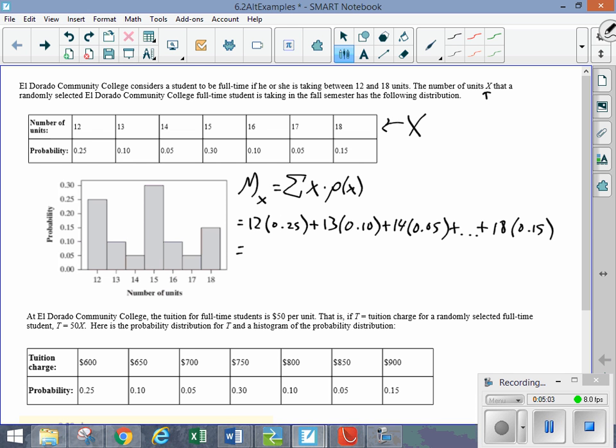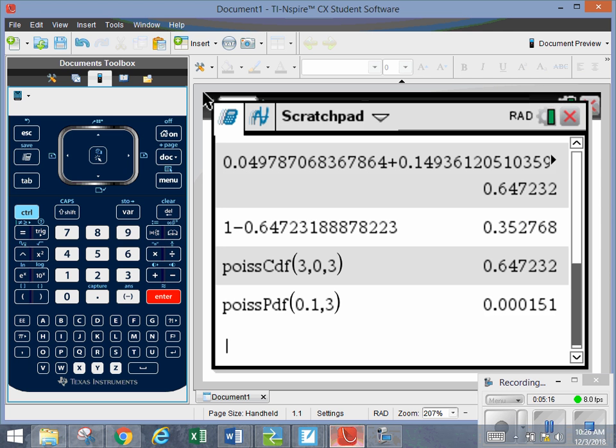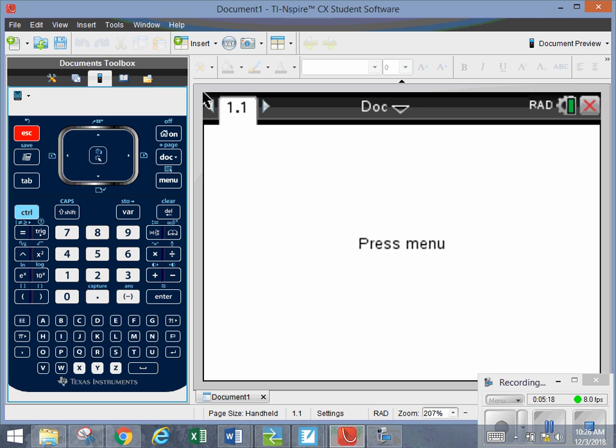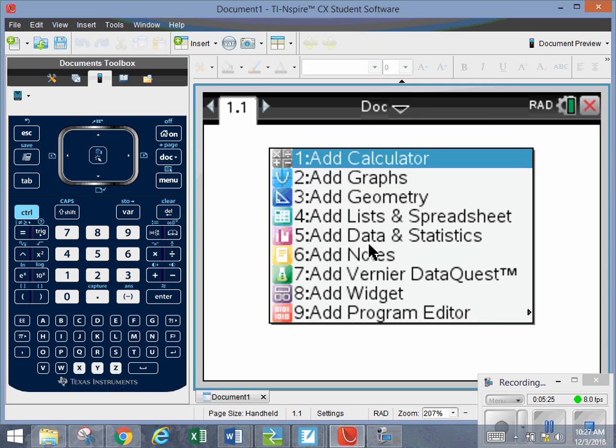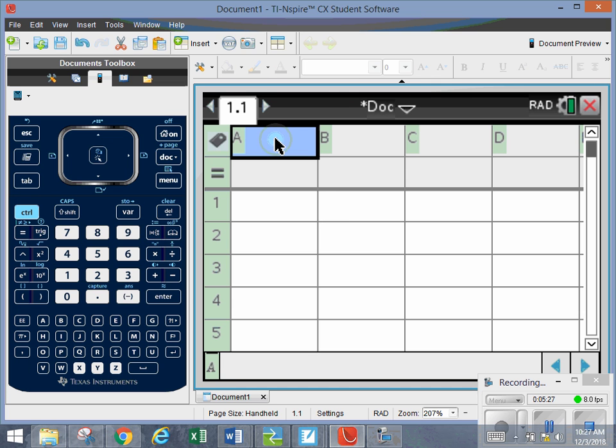Okay. I did all that kind of shorthand because I'm going to use my calculator to actually do this for me. And then the cool thing about doing it in my calculator is that standard deviation is a much more complicated formula, and it's going to calculate the standard deviation for me in a much faster and more efficient way than plugging all those numbers into the calculator. So I am going to go ahead and insert a list and spreadsheet.